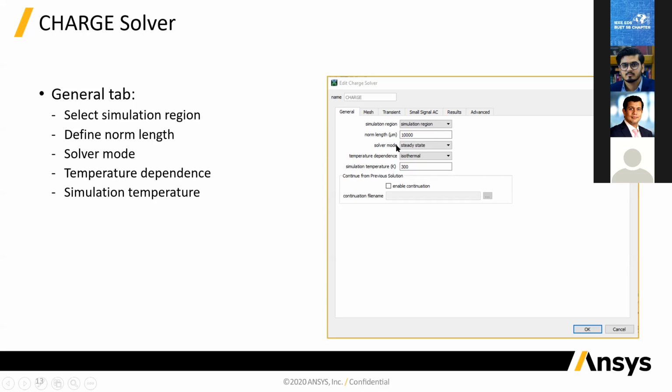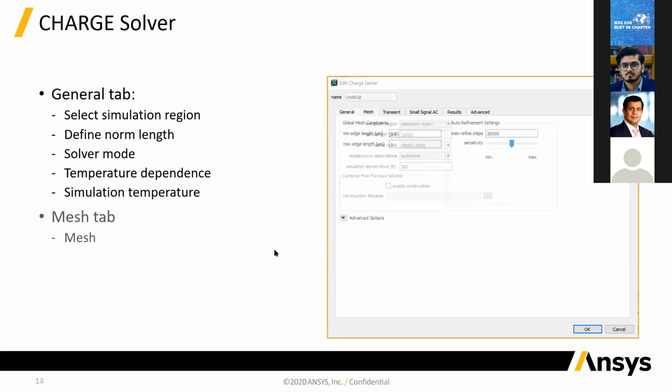You choose the solver mode here. By default, it's steady state, but you can choose either transient mode or SSAC or small signal AC mode from here. And then in terms of temperature dependence, by default, you run an isothermal simulation. So the entire volume has a fixed temperature, which is 300 by default. You can also run non-isothermal simulation where you can import a temperature map, and that gives your simulation volume a non-uniform temperature. Or you can choose a coupled option from here that allows you to run a coupled charge and heat simulation together.